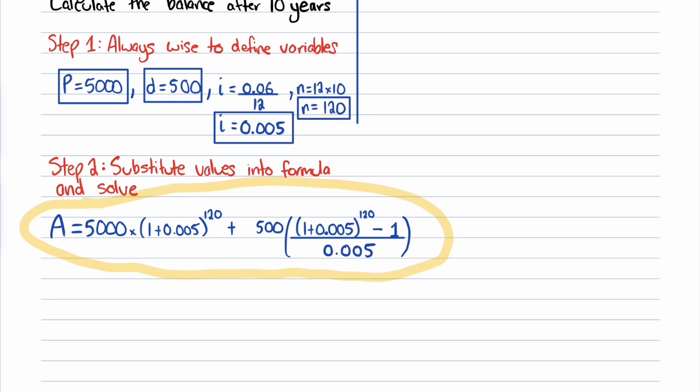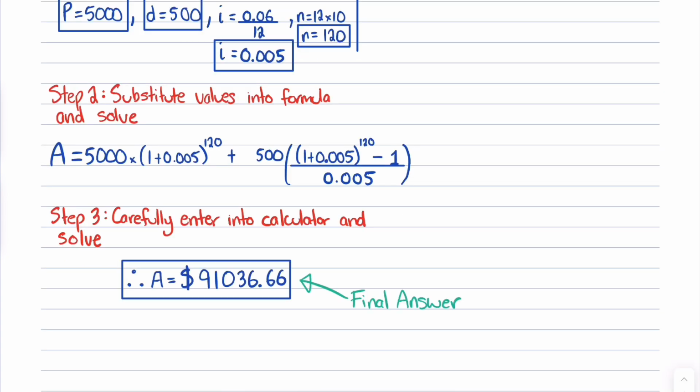I've just substituted. You've got to be really careful about how you put that into the calculator. You want to enter that into the calculator exactly as you see it. And once I enter that into the calculator, this is the answer that I get. So that's how much money I would have if I started off with $5,000 and I was putting $500 into an account every month for 10 years at the interest rate given.